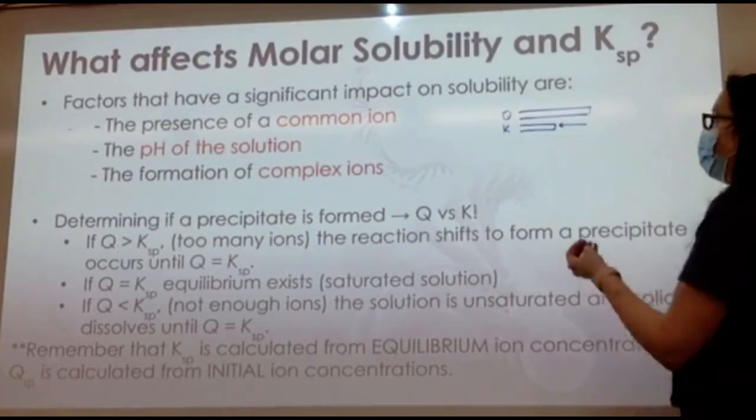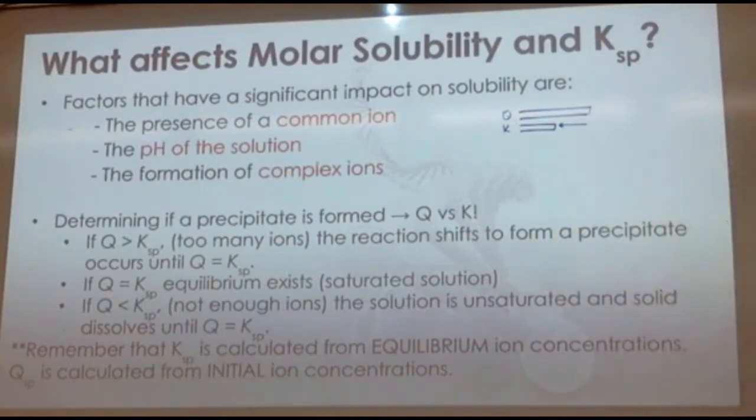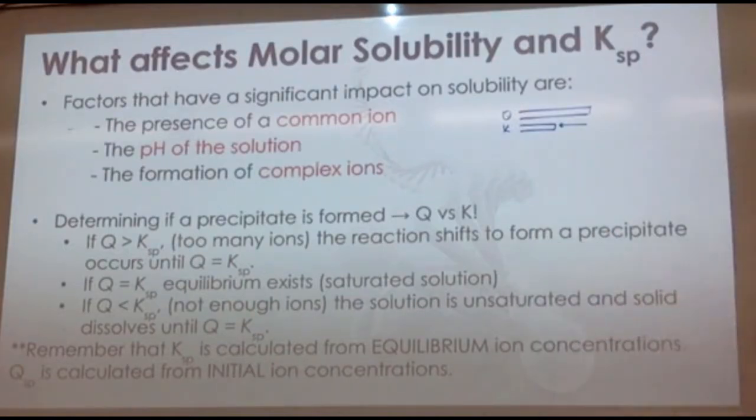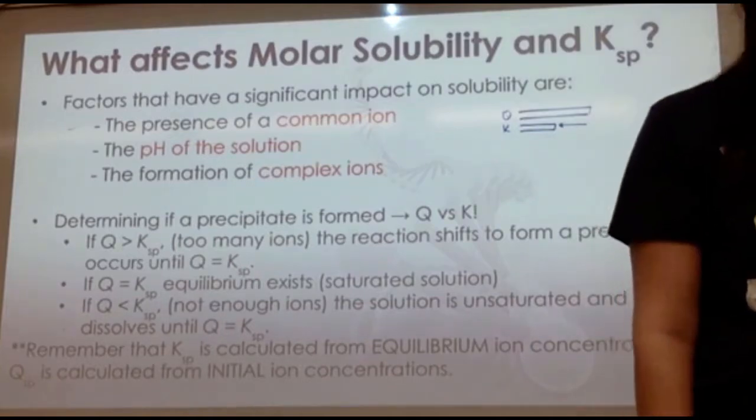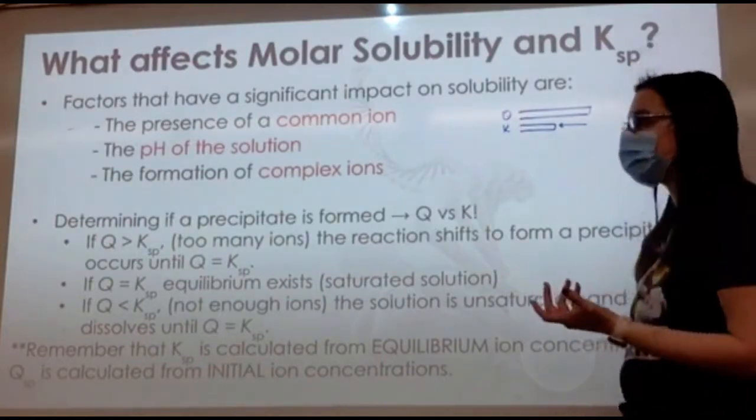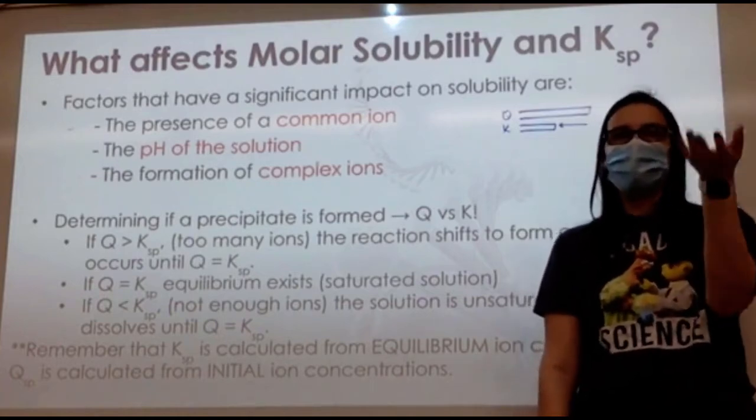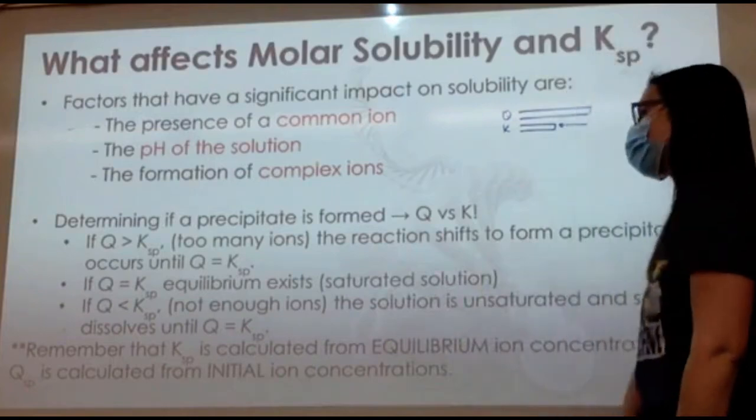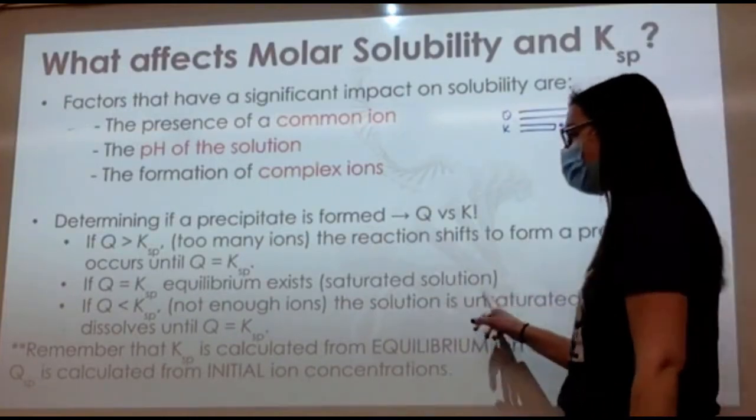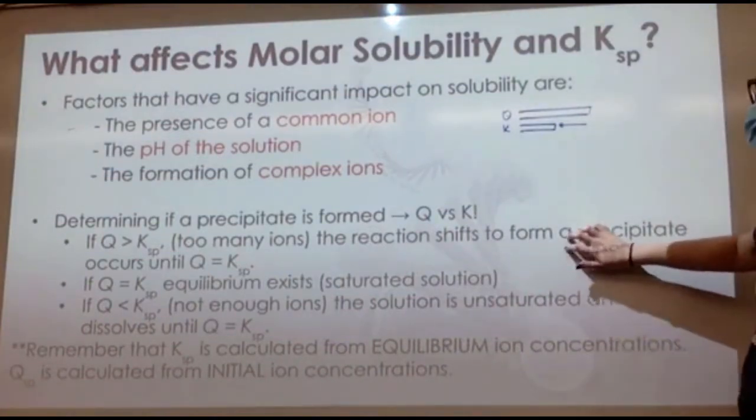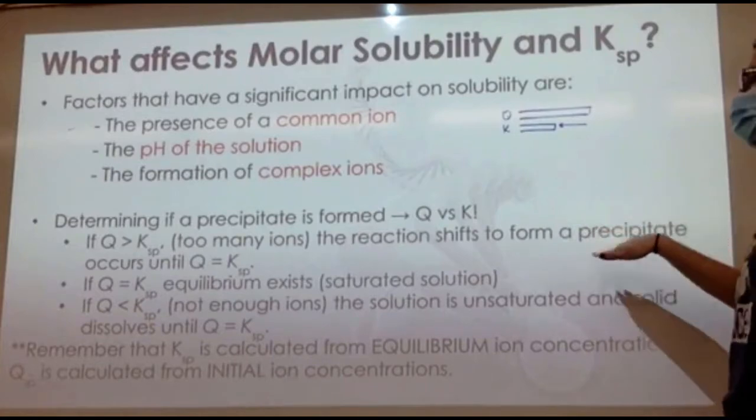So if Q is greater than K, that means you have too many ions. And so the reaction will shift back to the reactants, which is a solid. So a precipitate will form. I think in the video I talked about being removed from solution. If you're thinking about precipitation, a precipitate will be removed. It's a solid. So in solution, you have ions. Precipitate is a solid. If they equal, so if Q equals K, then we're at equilibrium. We call that a saturated solution. In this top one, this would be considered a supersaturated solution.